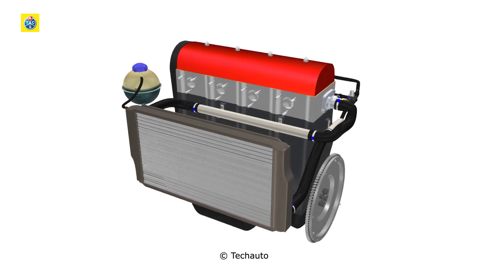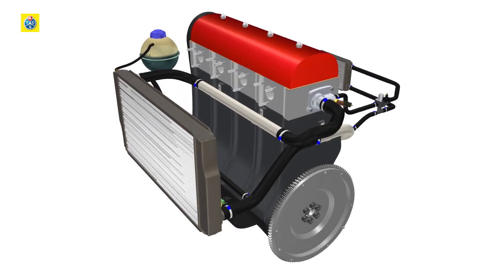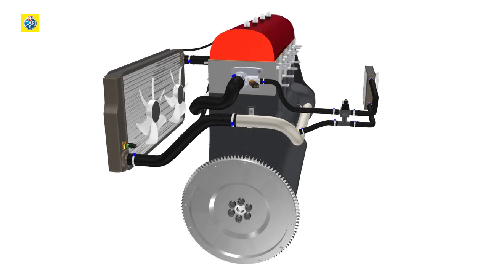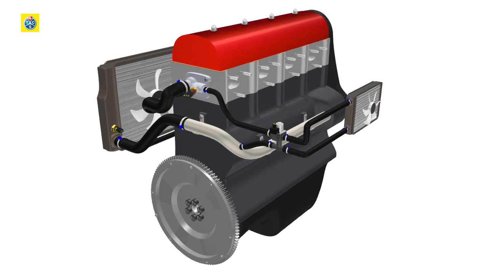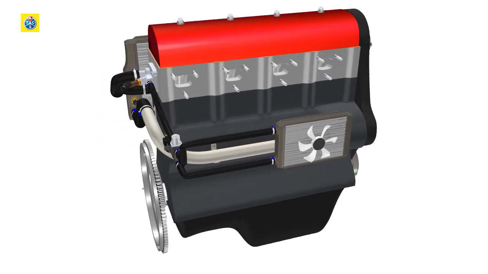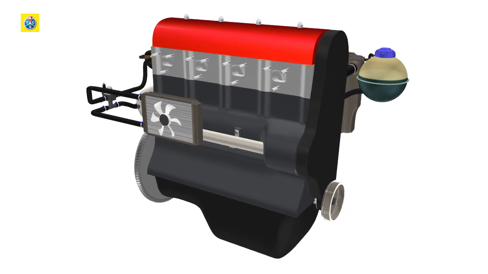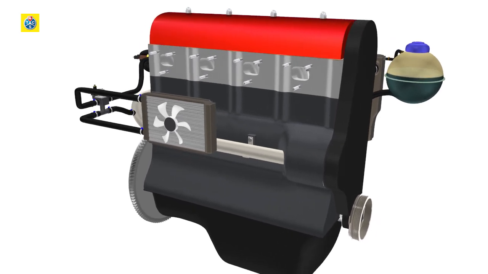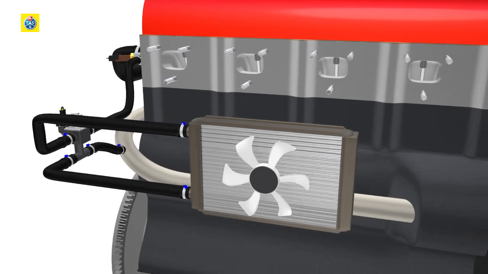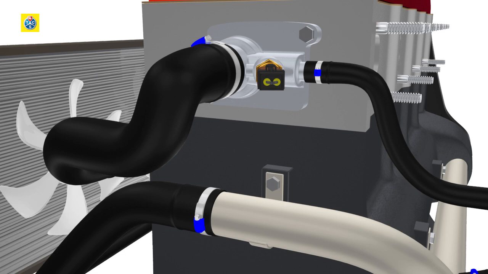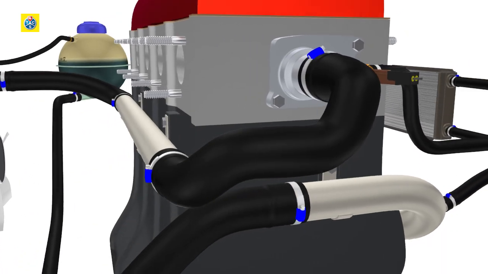The cooling system's tasks are to quickly reach the engine temperature, maintain a constant operating temperature, and prevent overheating. The cooling circuit also allows the vehicle interior to be heated. A rapid rise in engine temperature is achieved by the thermostat, which is generally located directly on the cylinder head.